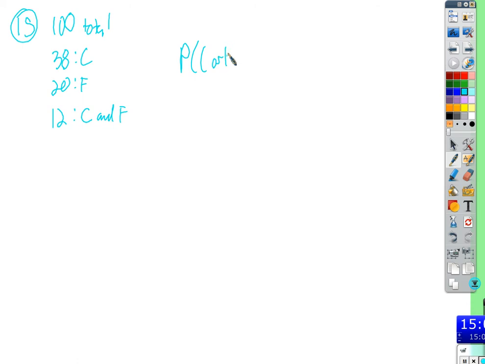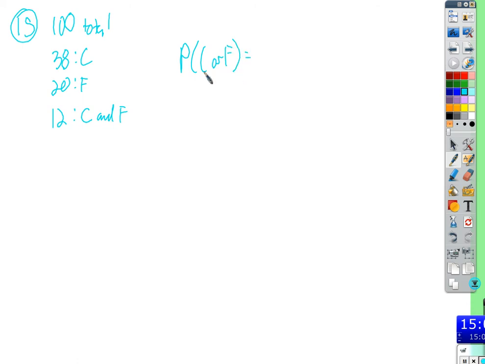100 students. Be 100 total students. 38 are taking calculus. 20 are taking French. 12 means calculus and French. Your students, if these students picked a random, what's the probability that they're taking calculus, and then the probability they're taking calculus or French.